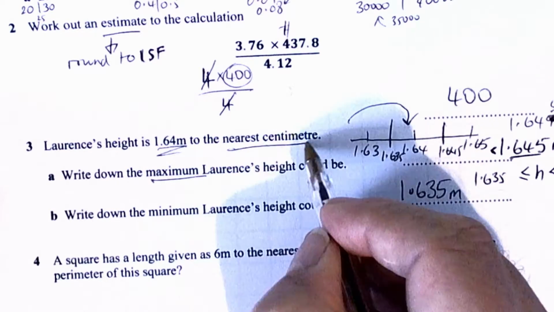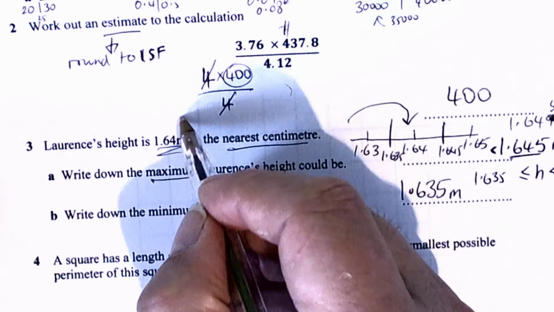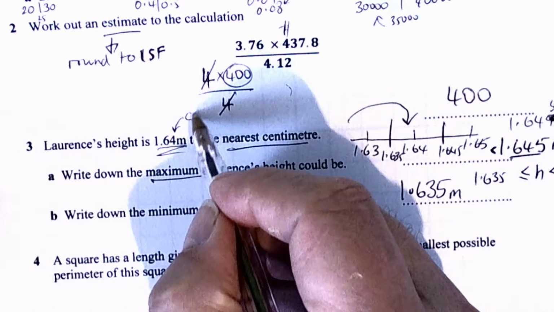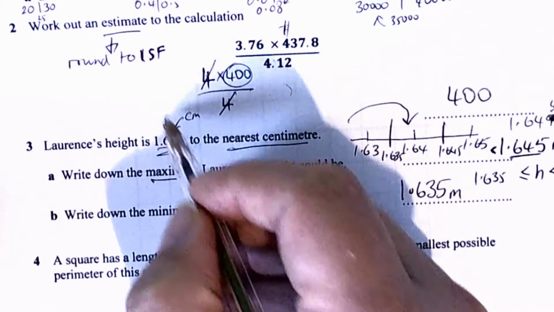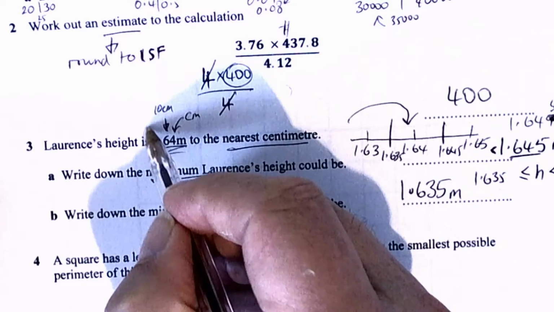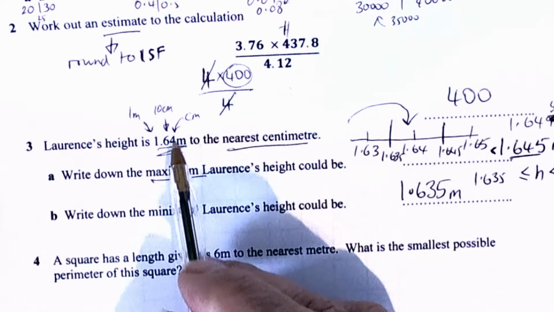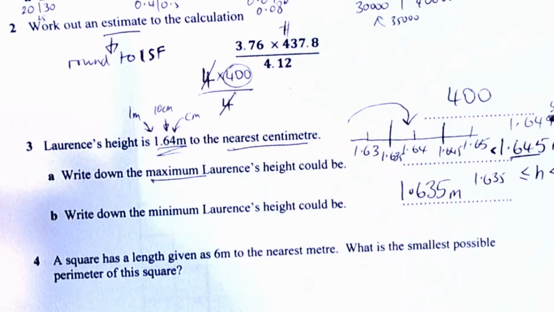The nearest centimetre bit, all that was is to remind you that we're measuring to 2 decimal places, because that column would be how many centimetres you have, this one would be how many 10 centimetres you have, and this one would be how many whole metres you have. So that was just to remind you that we were measuring to that particular place value.